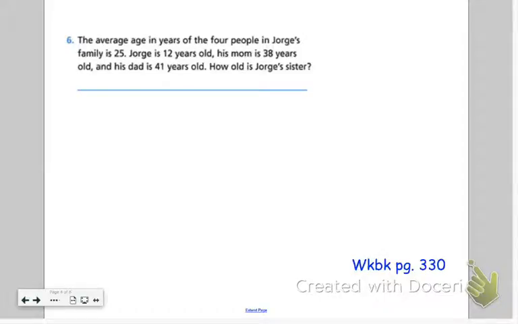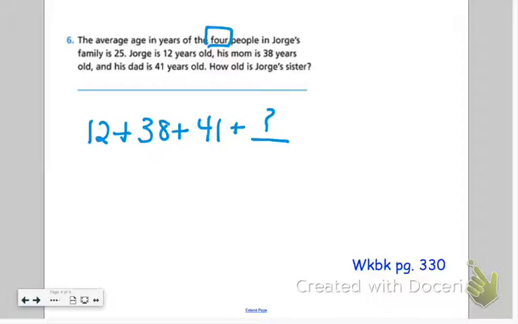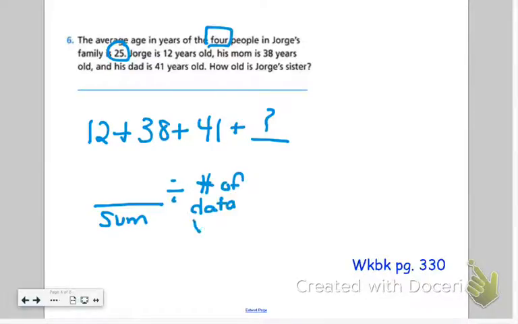So we're talking about 4 data values here. We've got 12, which is Jorge's age. We've got 38, which is his mom's age. We've got 41, which is his dad's age. But what we're missing is the sister's age. Well, remember, we are telling you that the average age, the mean age, is 25. So remember, we have the sum divided by the number of data values equals our average, which in this case, our mean, is 25.